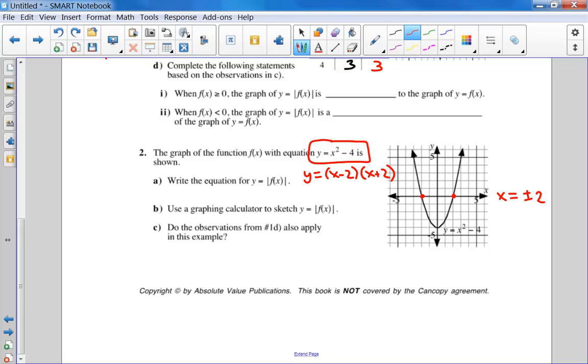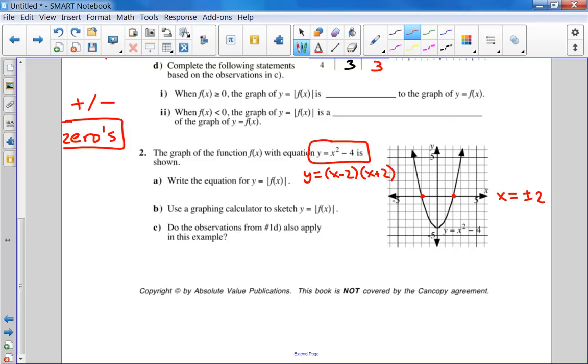Those zeros are so critical because we're doing absolute value where we're interested in the switch between positive and negative. So the switch between positive and negative is obviously at 0. So these become critical to understanding this idea. So you have the two x-intercepts, the two zeros. That's what they're called, two zeros. And below that, you see the negative, and above, you see the positive.